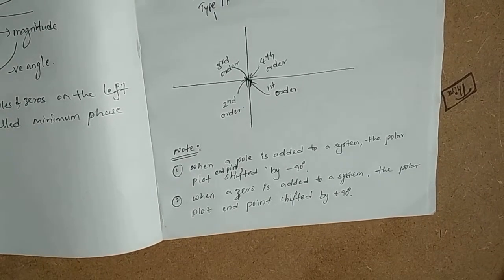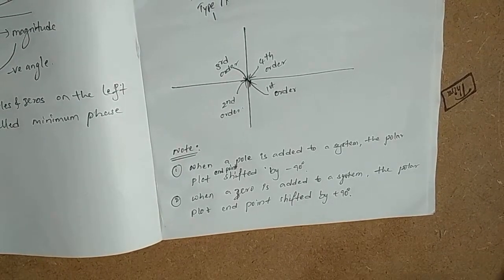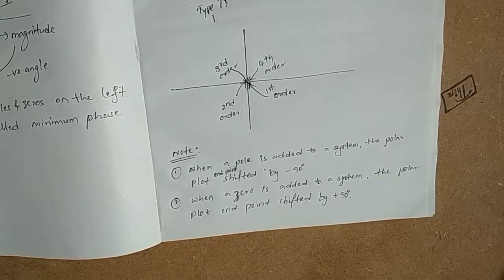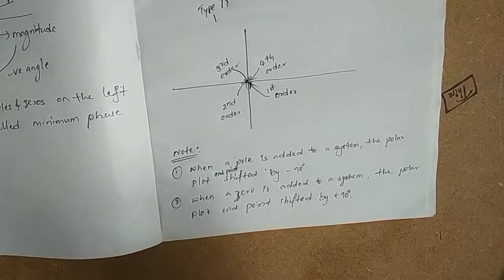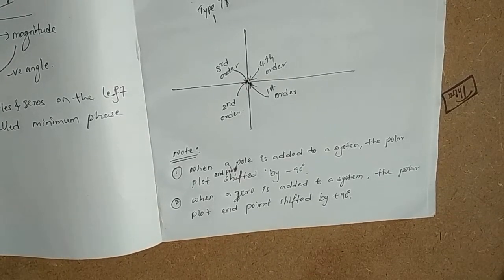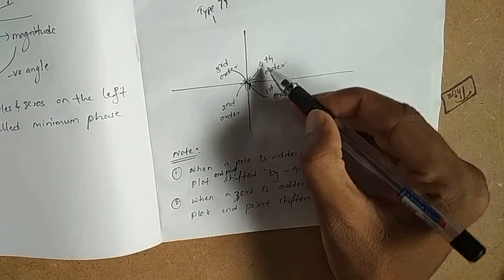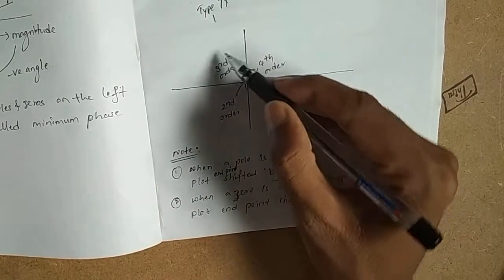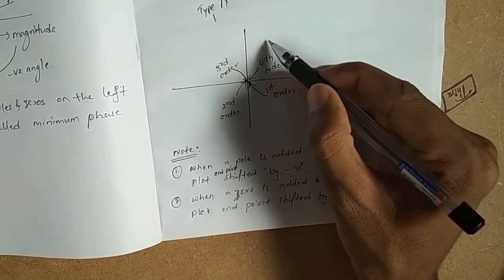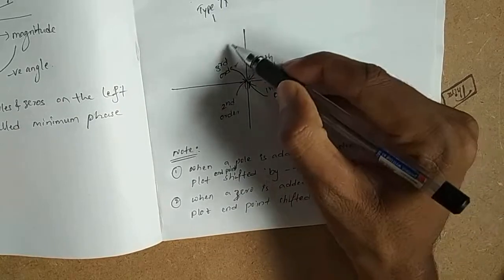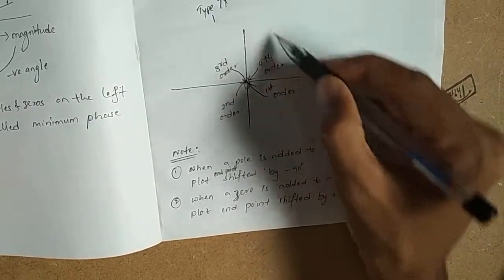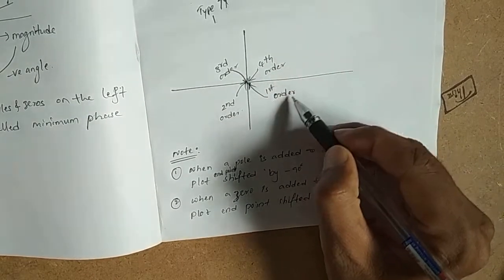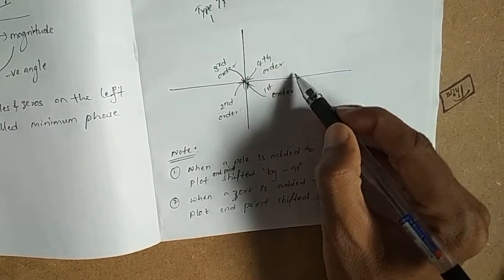When a pole is added to a system, the polar plot end point is shifted by minus 90 degrees. Pole means the order of the system is increased. If for a third order system we add a pole, then it becomes a fourth order system, and the polar plot end point shifts by minus 90 degrees, that is in clockwise direction. If for a fourth order system we add one pole, then it becomes a fifth order system, and the end point shifts towards this.